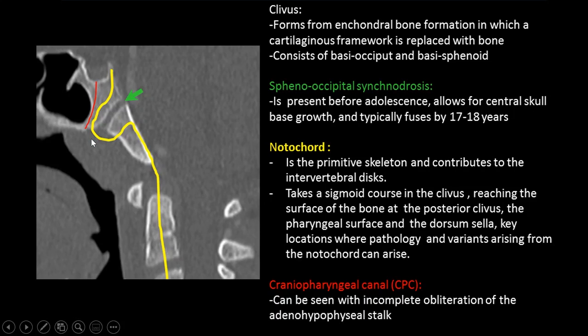The red line shown here demonstrates the expected course of the craniopharyngeal canal, which can be present when there's incomplete obliteration of the adenohypophyseal stalk. The last point to note about the clivus and skull base is to remember that the skull base forms from enchondral bone formation, in which a cartilaginous framework is replaced with bone. Now that we've reviewed the anatomy and development of the skull base, let's look at some cases.